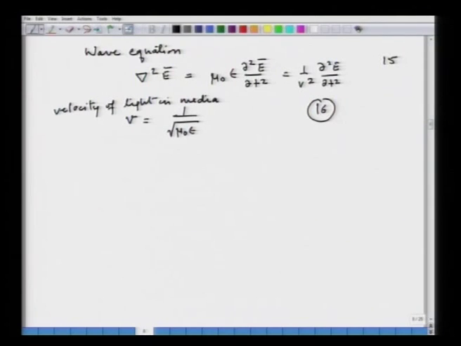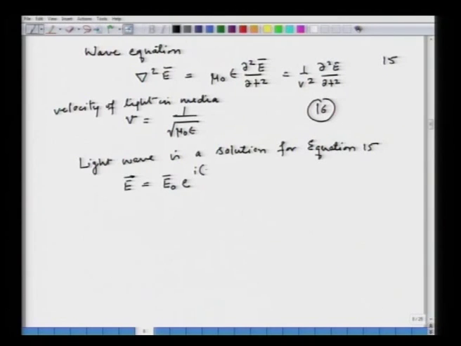Now, let us look for a possible solution for this equation. So, basically our light wave is a solution for equation 15. And if we assume that the wave is moving in the positive direction, one possible solution is given by... once again we have another k vector here, and I am representing this by this form k, which is the wave vector for the light wave.